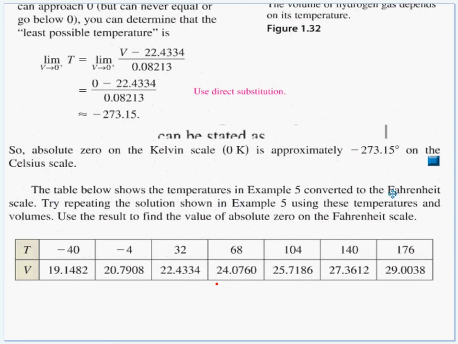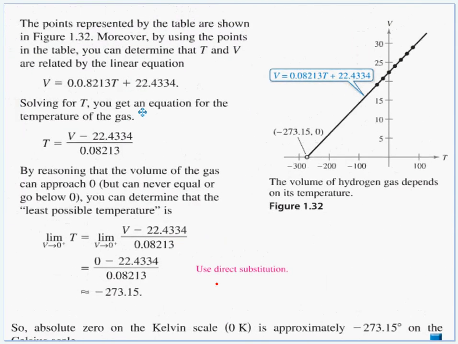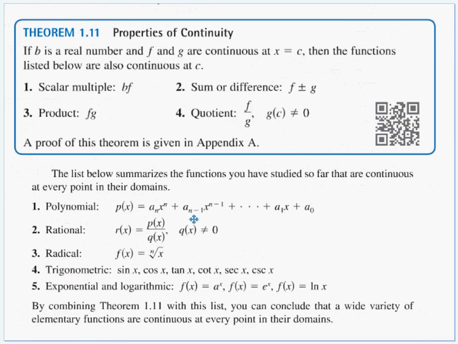And the table below shows the temperature converted to the Fahrenheit scale. Okay, again, just a neat science application of a one-sided limit.